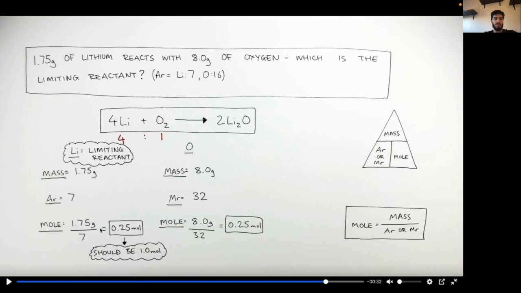1.75 grams divided by 7 is 0.25 moles. 8 grams divided by 32 is 0.25 moles. Look at this. Lithium should be 4 times as high as oxygen, but it's not. So lithium is the limiting reactant. Done. That's all you need to do.